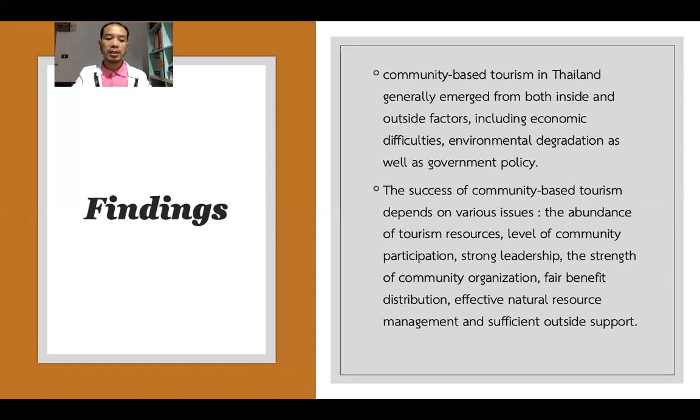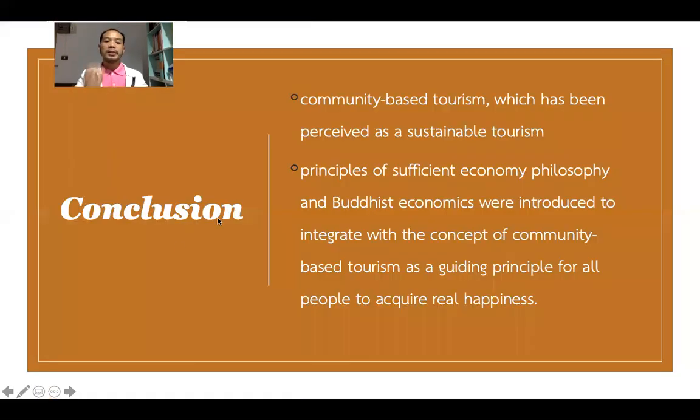Okay, then the next conclusion: community-based tourism, which has been perceived as sustainable tourism. So this is the key. This is the key that community-based tourism is the sustainable tourism. Then we adopt this principle to the philosophy of the sufficient economics philosophy, then mixed together with Buddhist economics. It was integrated together for the concept of community-based tourism as guiding principle. Then it equals real happiness.